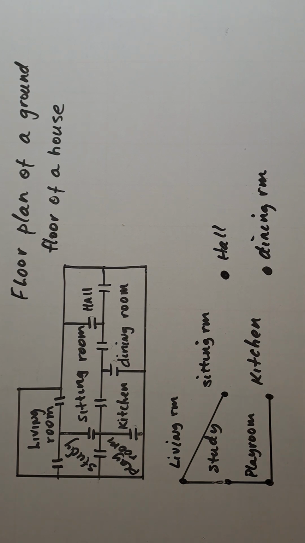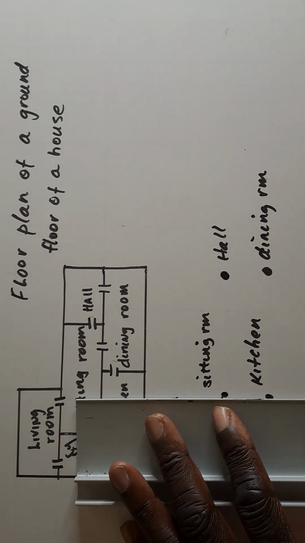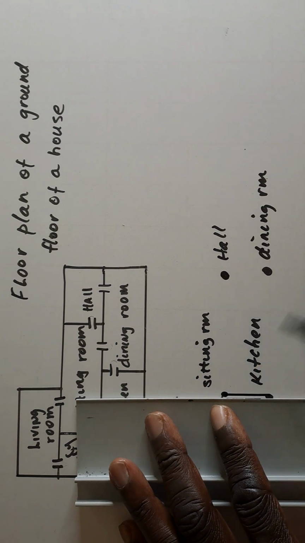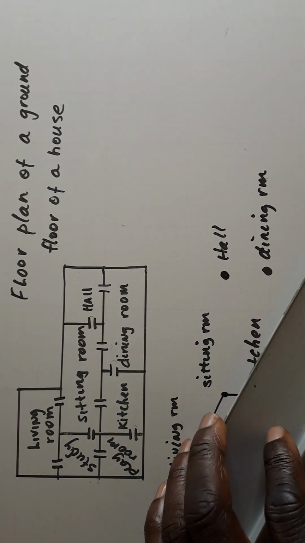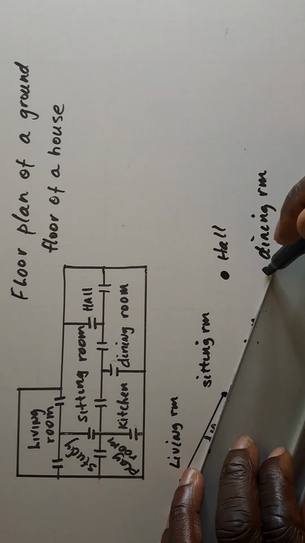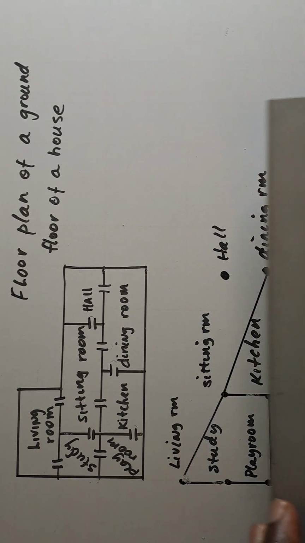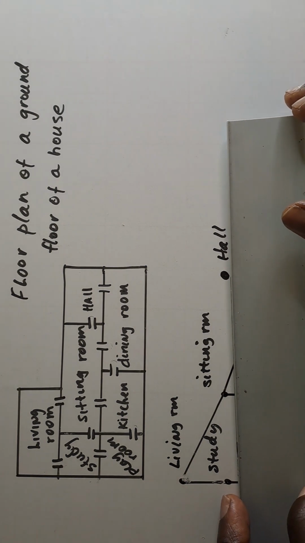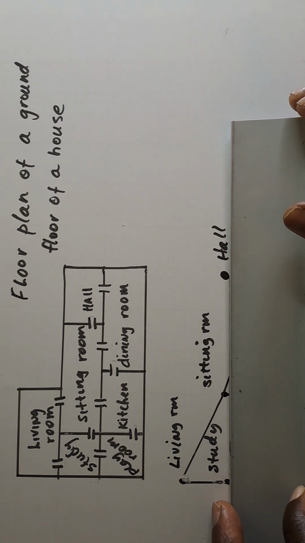And from the kitchen, we can get access to the sitting room, or we can say that from the sitting room, we can get access to the kitchen, the dining room, and the hall. So let's put it that way. So from the sitting room, we have access to the kitchen, the dining room, and the hall.